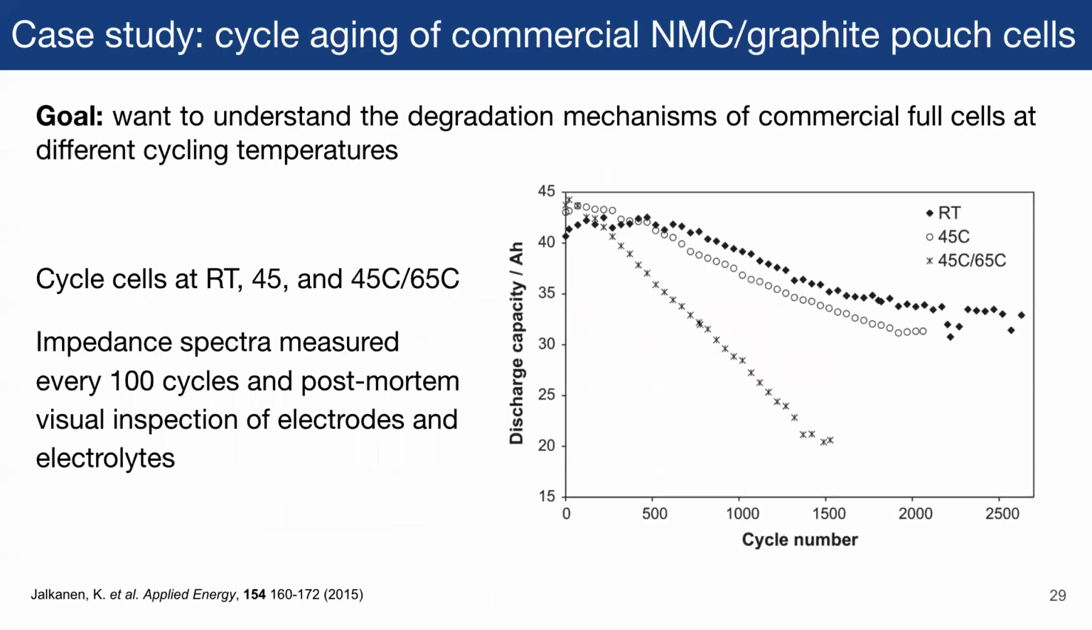So the next case study I want to take a look at is a little bit different in the sense that the past study was really just focusing on cathode pellets. Here, what we're looking at is actually full cells. And what we want to understand is degradation mechanisms of these commercial full cells as a function of the temperature at which these are cycled. So what these researchers did is they cycled cells at room temperature, at 45 degrees, and another set that was alternating between 45 degrees and 65 degrees.